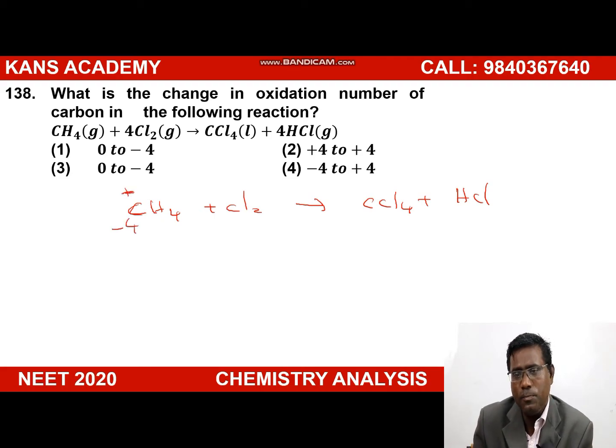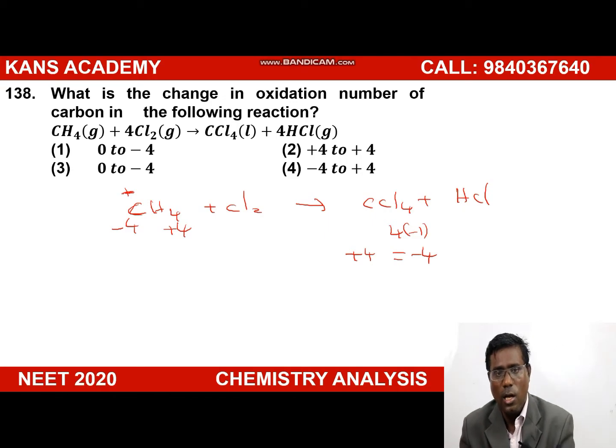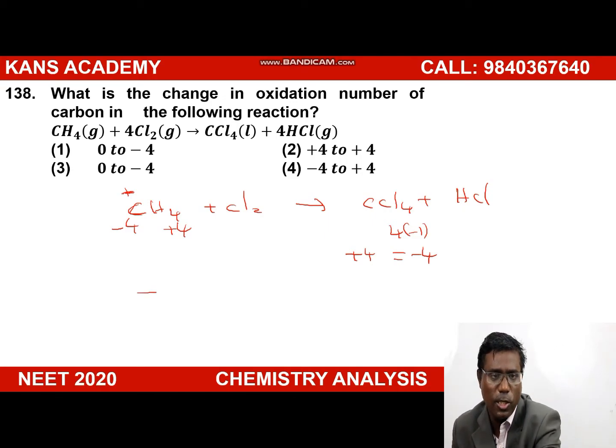If we come to carbon tetrachloride, here carbon is directly attached to chlorine. Chlorine is more electronegative than carbon. Then 4 times -1 gives -4 for chlorine, and +4 for carbon. So the oxidation state of carbon is changing from -4 to +4. The answer is 4 for this question. Let us discuss the next question.